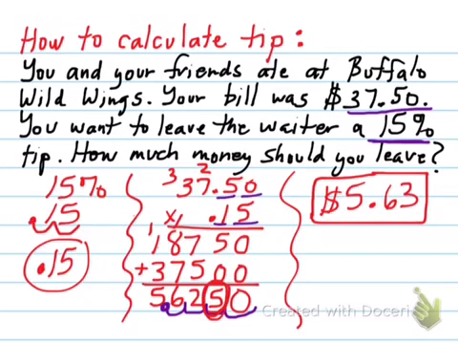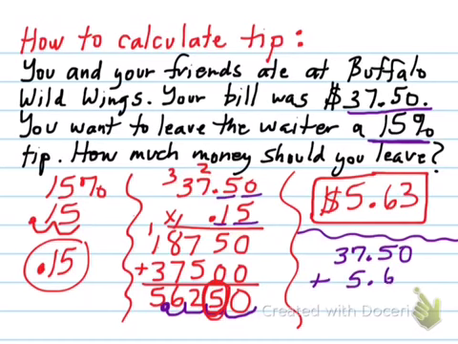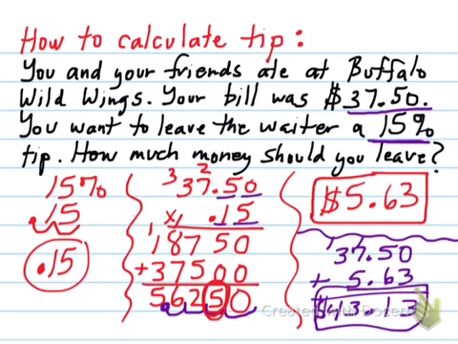And then just a quick thing, if I wanted to find my total bill, what I would be paying for the food and the tip, then I just add $37.50, which was my total bill for the food, plus the tip. So I just add it together, and then my final total bill would be $43.13, and $5.63 would be just my tip for the waiter. So this is how to calculate tip.